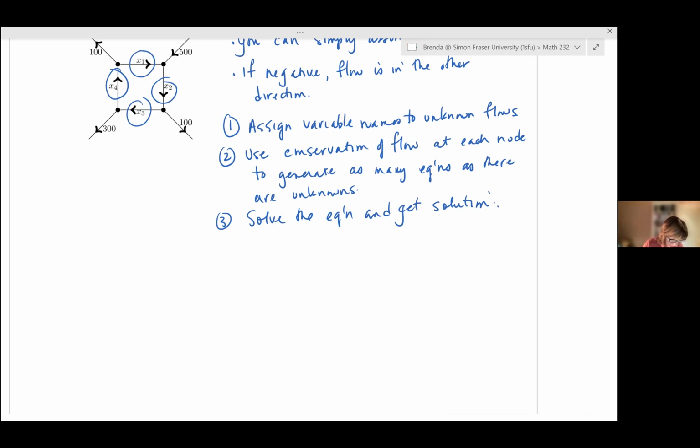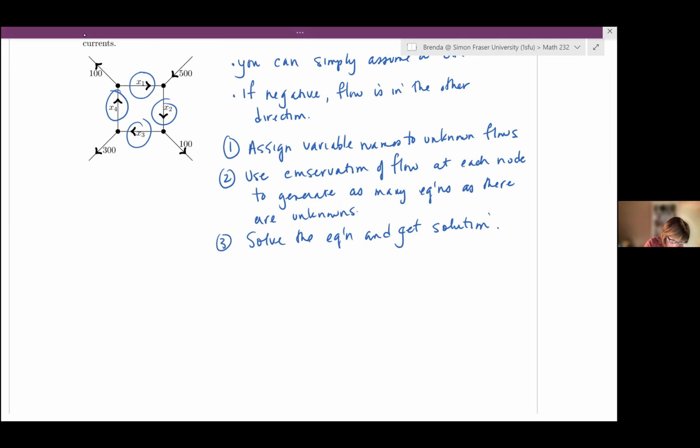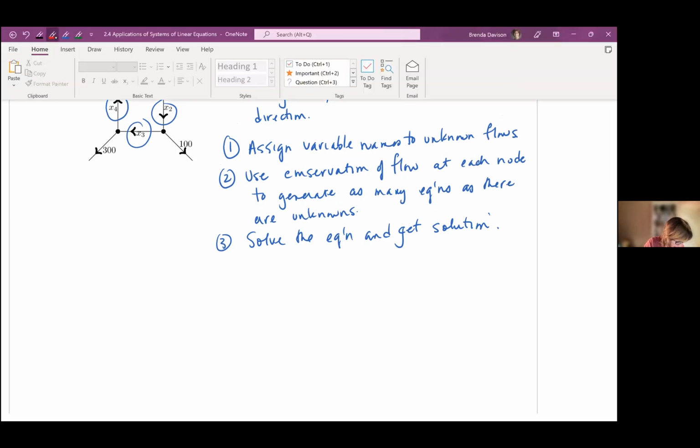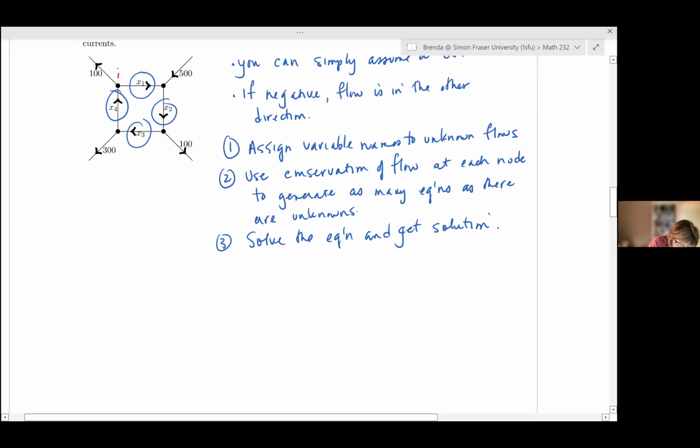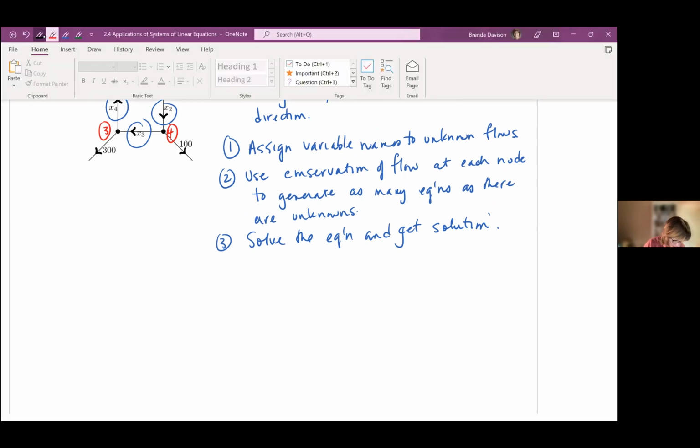So we'll take a look up here, and what we're going to do is label the nodes. I'll just label them here like this, just so I can indicate which equation I'm generating from which node. So I'm going to label the nodes here 1, 2, 3, and 4. And then I'm going to use each one of those nodes to generate an equation.